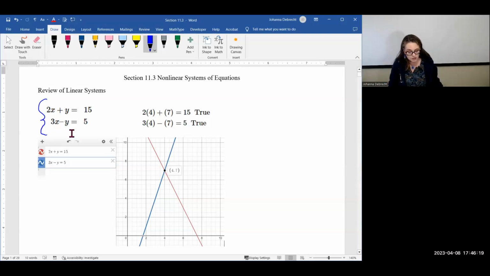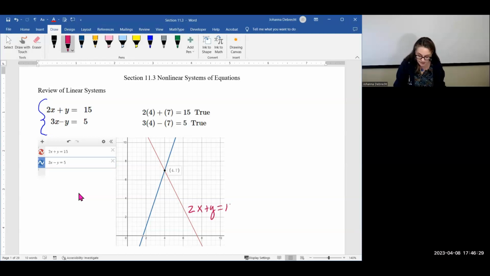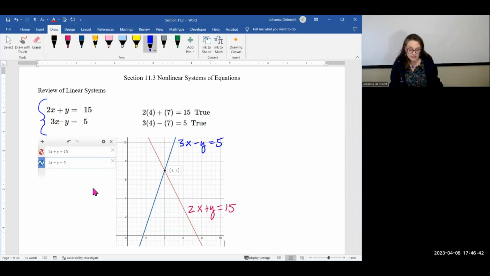In this particular situation, you can see I've graphed the two lines here. So I've graphed the line 2x plus y equals 15, and this is not in slope-intercept form. And I've graphed it here in red, and then I graphed the other equation in our system of equations, 3x minus y equals 5. And you can see, if you look right here, that they do intersect at the ordered pair (4, 7).